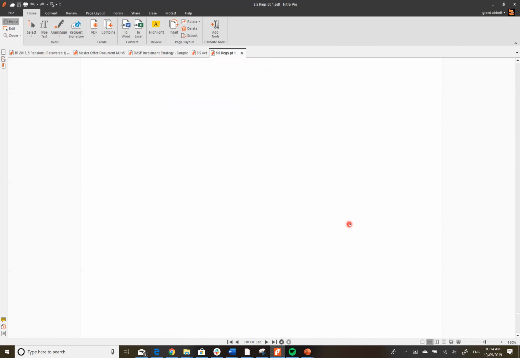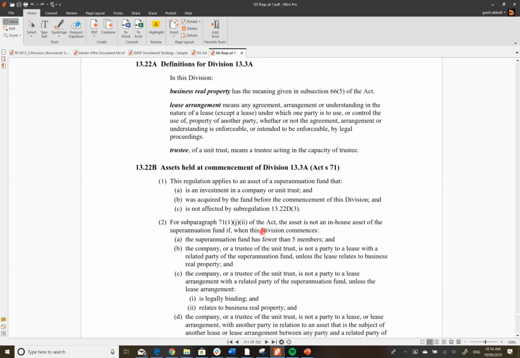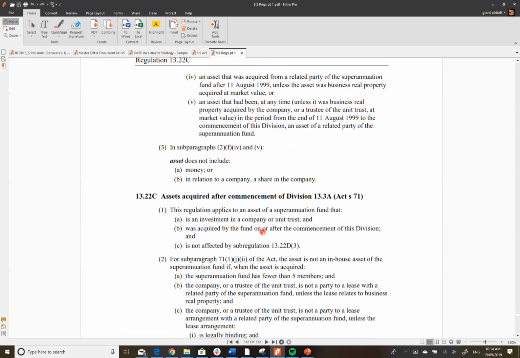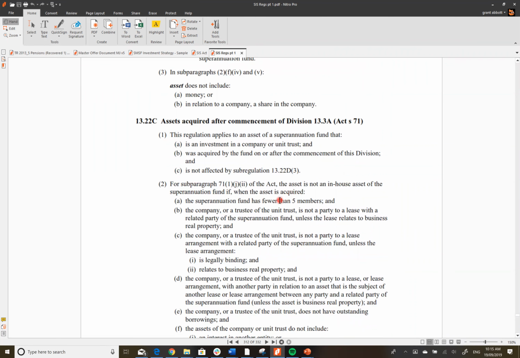Okay, so 13.22A, business real property. B, we don't worry about because that's not one. 13.22C. So assets acquired after commencement of Division 13.3A. This regulation applies to an asset of a superannuation fund that is an investment in a company or unit trust. We do have a 13.22C company waiting in the wings. I'm not sure if it's actually up on our site yet. And it was acquired by the fund on or after the commencement of this division and is not affected by 13.22D3. So we're going to go through 13.22C, then we'll go to 13.22D3, which will then have an impact.